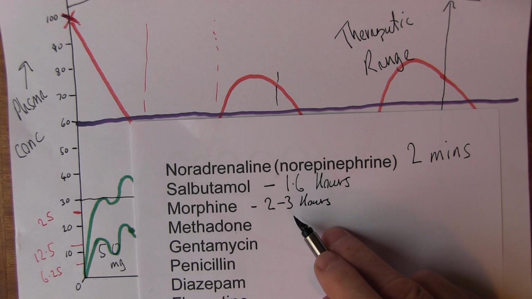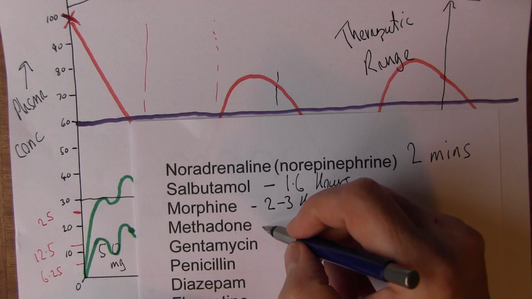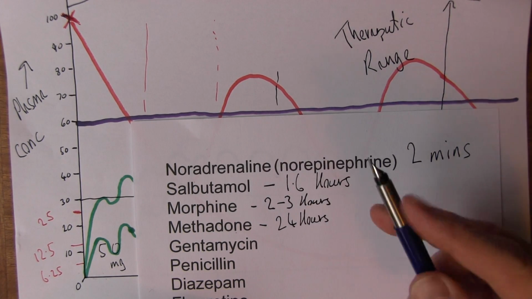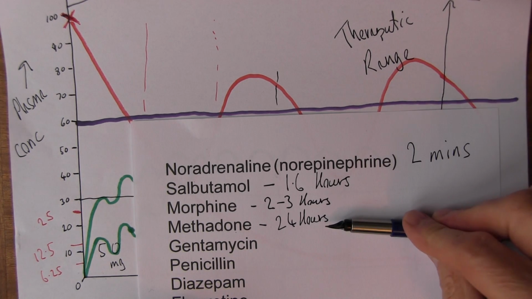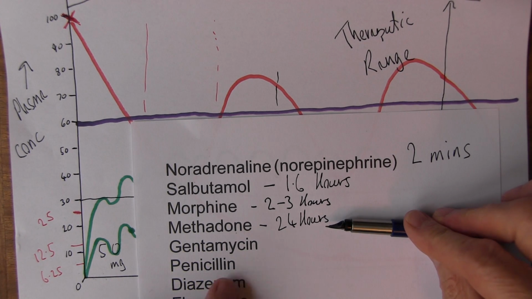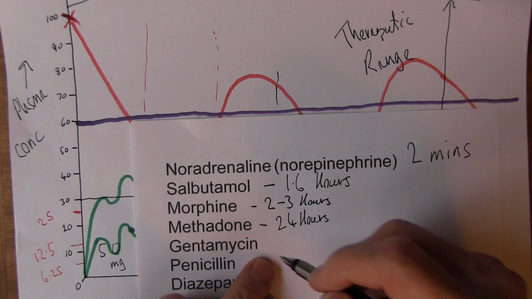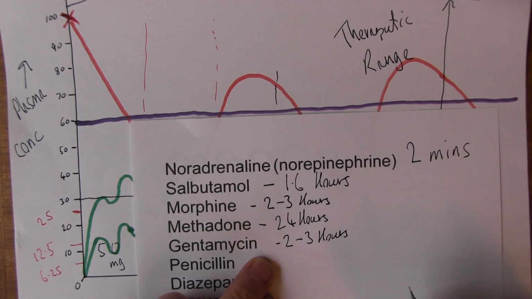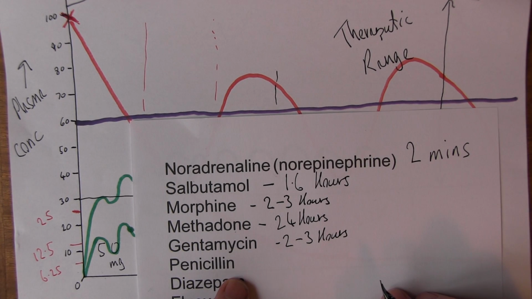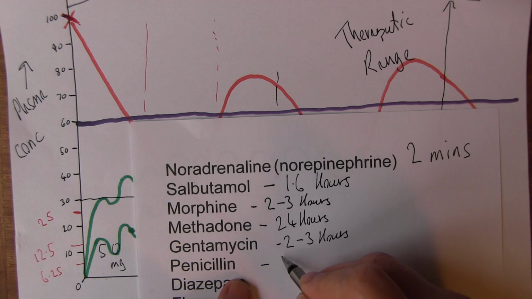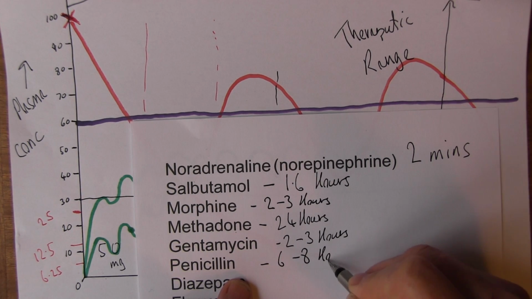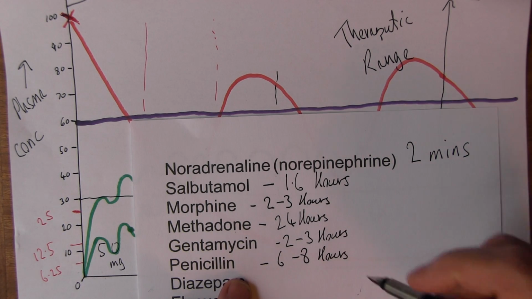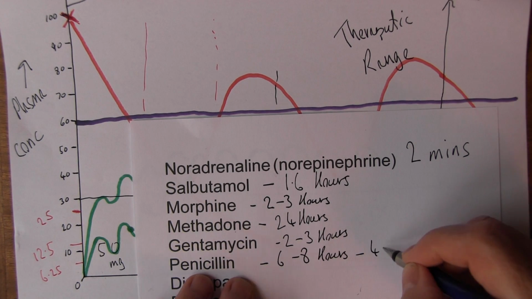But methadone, when we're getting people to withdraw from morphine, has got a much longer half-life, which is good because hopefully that takes away the cravings for a longer period of time. Gentamicin, common antibiotic, half-life about 2 to 3 hours. Penicillin, perhaps the most commonly used antibiotic, say 6 to 8 hours. So if we want to keep a fairly constant concentration, can you see we might give that 4 times a day?